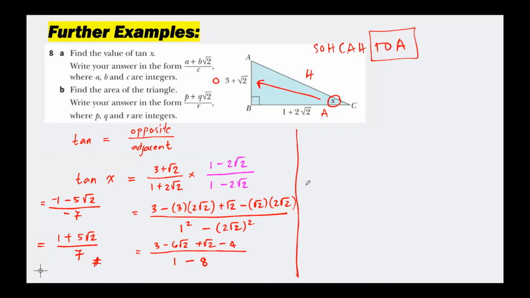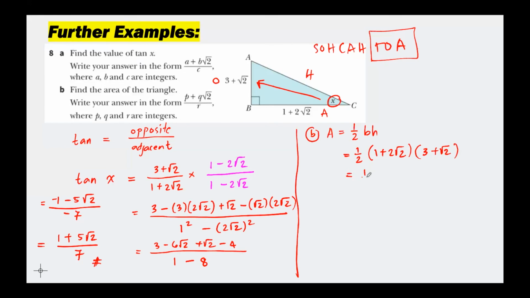For item B, hopefully I have enough space. Find the area of the triangle. Okay, area of the triangle. Remember, this is a right angle triangle. So area is just 1/2 base times height. Therefore, the area will become 1/2. The base is just 1 plus 2 square root of 2. And then the height is just 3 plus square root of 2. Okay, so this is just purely a multiplication.